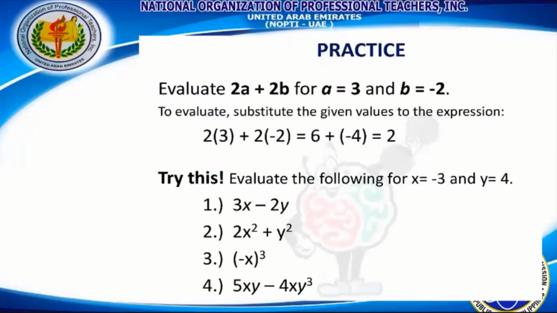Evaluation, 2a plus 2b, if a is equal to 3 and b is equal to negative 2. Substitute the given values to the expression. So, 2 times 3 plus 2 times negative 2 is equal to 2. Ganyan. Evaluation lang yan, substitution. Kasi, sa algebra, syempre, meron siyang variable. Kanina, dun tayo sa fundamentals, purely numbers. So, let's try this.